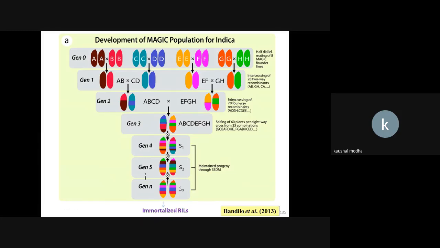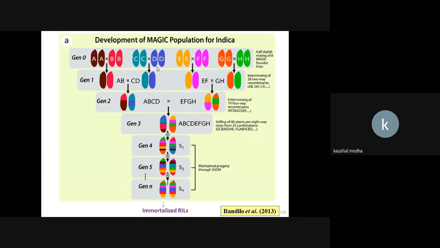That's why they are called multiple advanced generation intercross. Multiple because we are utilizing multiple parents. Advanced generation intercross because we are carrying out intermating in this 4-way and 8-way manner. And then finally RILs are developed. So this population is known as the MAGIC population.